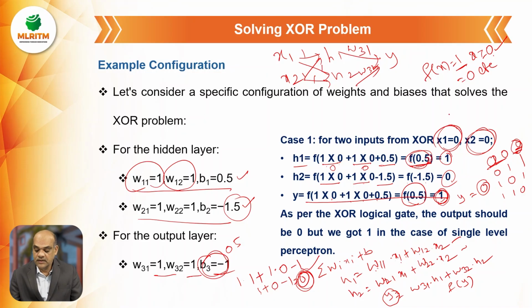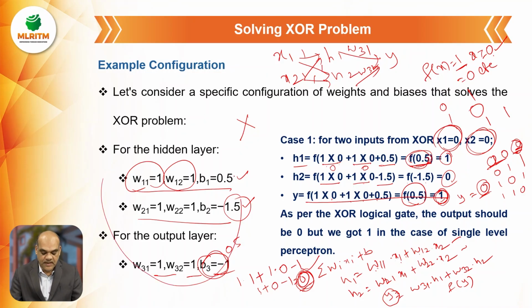Now we can also try x1 equal to 1, x2 equal to 0. Then x1 equal to 0, x2 equal to 1. Then x1 equal to 1, x2 equal to 1. In all combinations we can try and check whether the actual output as well as the resultant output is the same or not. If not, we can say that XOR as well as XNOR problems cannot be solved with the normal activation function.